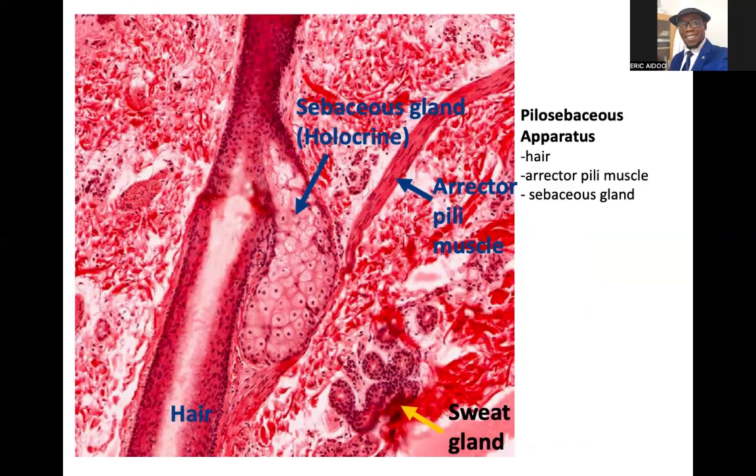So we have what we call the pilosebaceous apparatus, which is a combination of the hair, erector pili muscle, and sebaceous glands. So sebaceous gland, which is holocrine, erector pili muscle here, running all the way, contracts or relaxes to make the hair stand on end or fall on the skin. During thermoregulation, this plays an important role in trapping air or not. Sweat glands are also here.